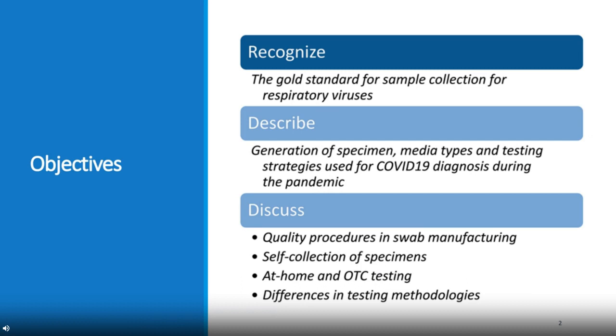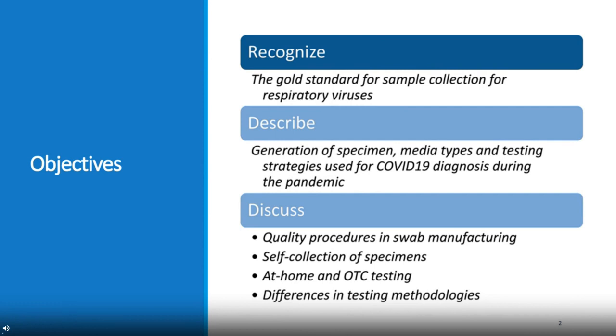We're going to go over again and make sure that we recognize what is the gold standard for sample collection for respiratory viruses. And then we're going to spend some time and go over how sample collection devices, the swabs themselves, the collection devices, as well as the transport media changed over time and with the FDA as we moved forward last year in the emergency use authorization process for testing.